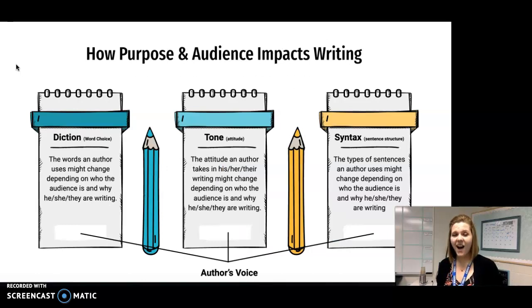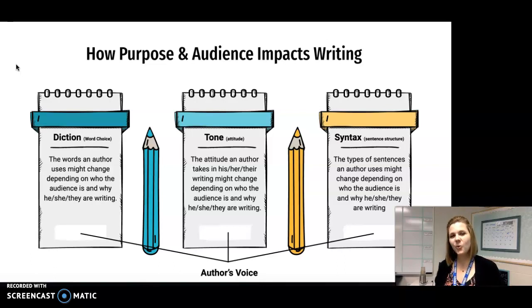Now, purpose and audience will highly impact the writing. Depending on who the author is writing to and why they are writing, the diction, tone, and syntax will change. So for instance, when we talk about diction, we're simply talking about word choice. So the words an author uses might change depending on who they're talking to. If I needed to send a text message to a friend, I'm probably going to use different words than if I had to send a text message to my boss. Words matter depending on who you're talking to.